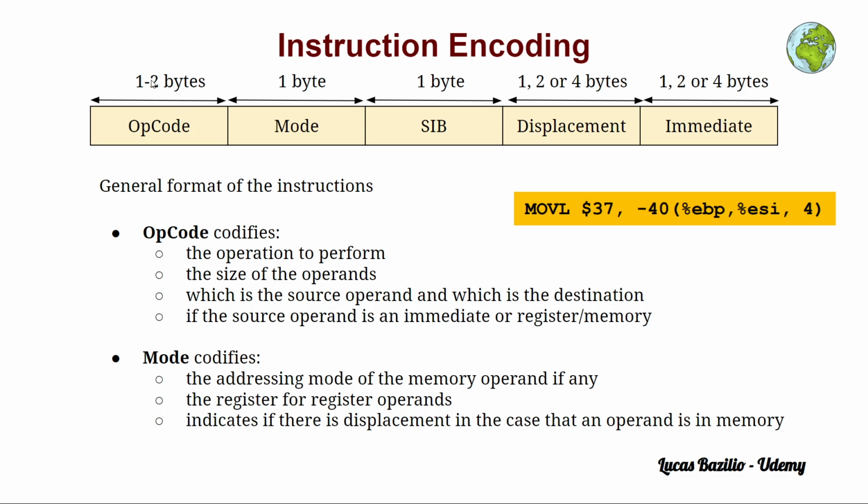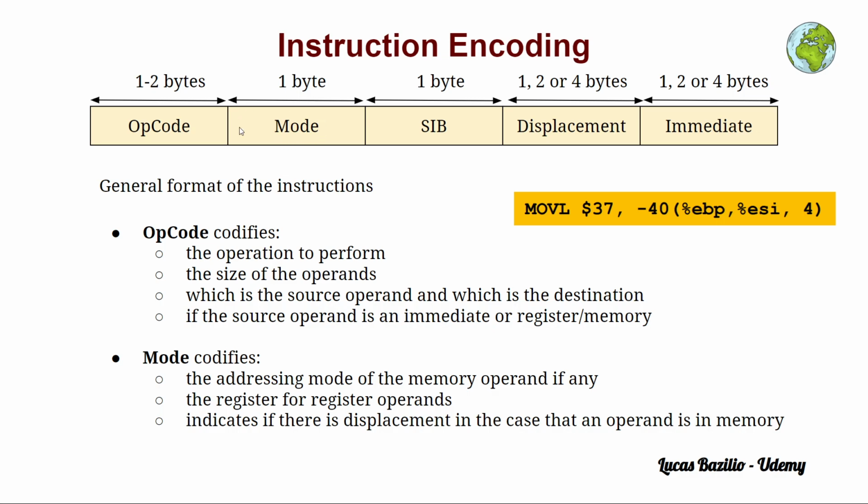First of all, we'll have 1 or 2 bytes for the opcode. This is the operation code. So this opcode codifies the operation to perform, also the size of the operands, which is the source operand and which is the destination operand. And also finally it codifies if the source operand is an immediate or a register in memory.